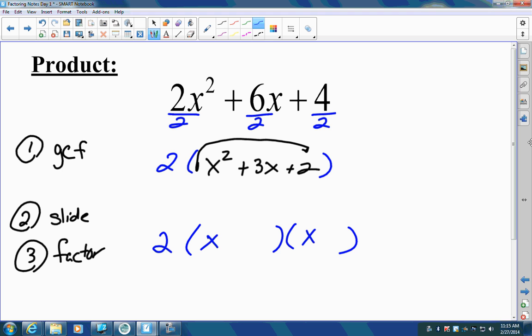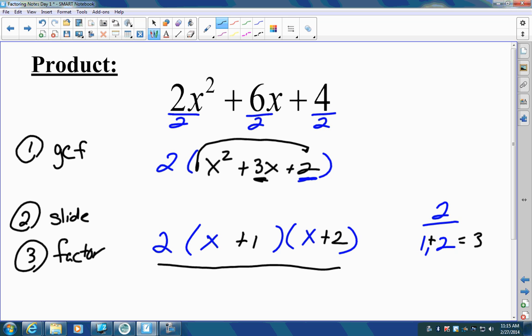All right. I need the factors of 2. What are the factors of 2? 1 and 2. They're not even a choice. But if I add them together, what do they get? 3, which is what I want right here. So I'm going to put plus 1, plus 2. I didn't slide anything but a 1, so that's my answer. This is my answer. Sometimes you don't even have to pull out a GCF.